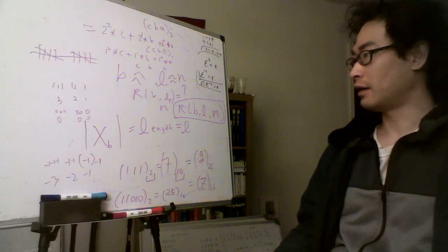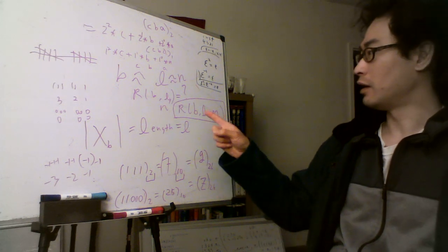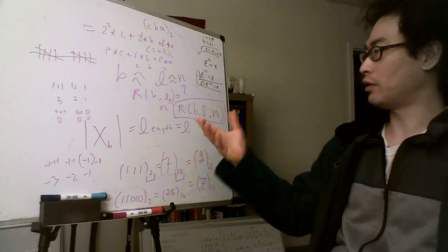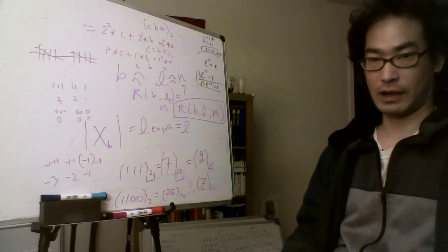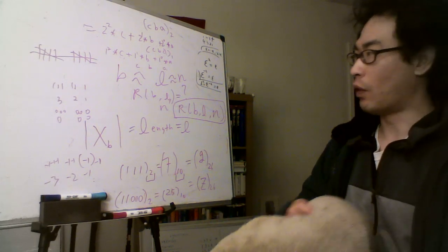So why don't you find out this relation, this function between base, length of a number, how many digits in the number, and the number itself. Okay, because I don't know yet. We're gonna take a break. So why don't you figure this out?